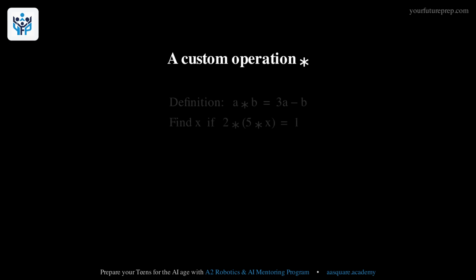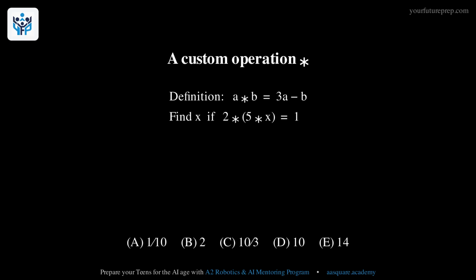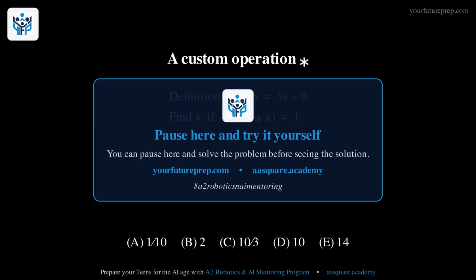Suppose that A star B means 3A minus B. What is the value of x if 2 star (5 star x) equals 1? You can pause here and solve the problem before seeing the solution.